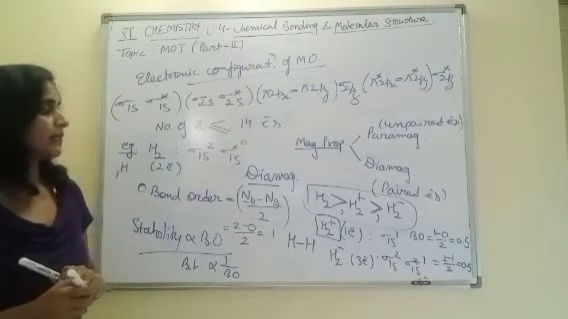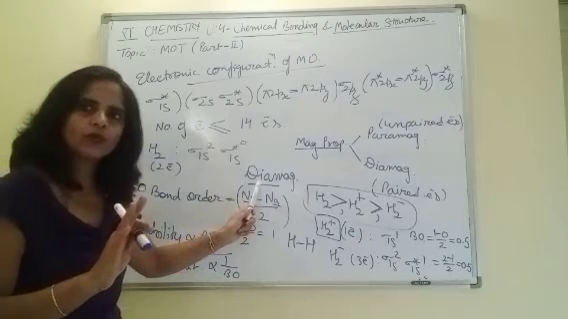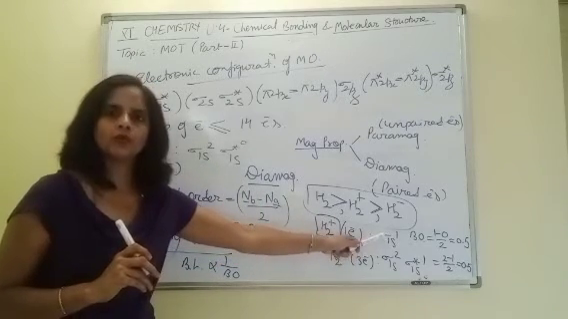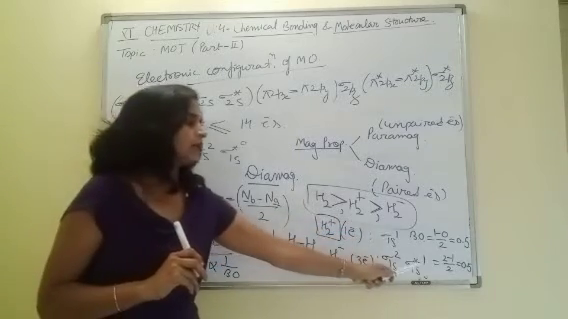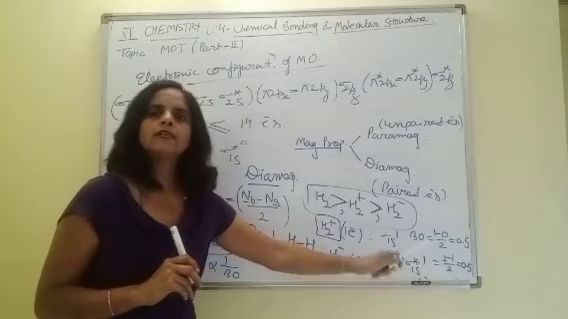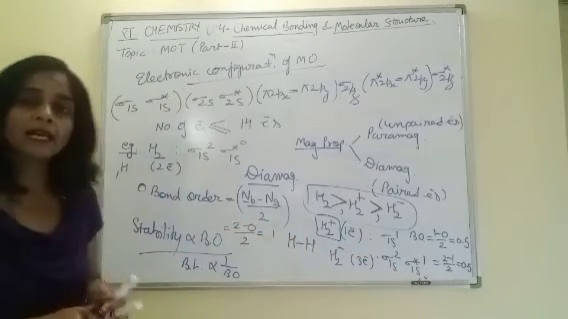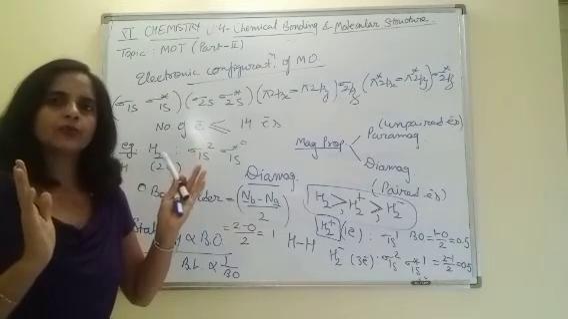Then we can tell their magnetism. H2 was diamagnetic as no unpaired electron was there. Here we will have one unpaired electron, so it is paramagnetic. Same, one unpaired electron in the anion. So both its cation and anion are paramagnetic due to the presence of unpaired electrons.